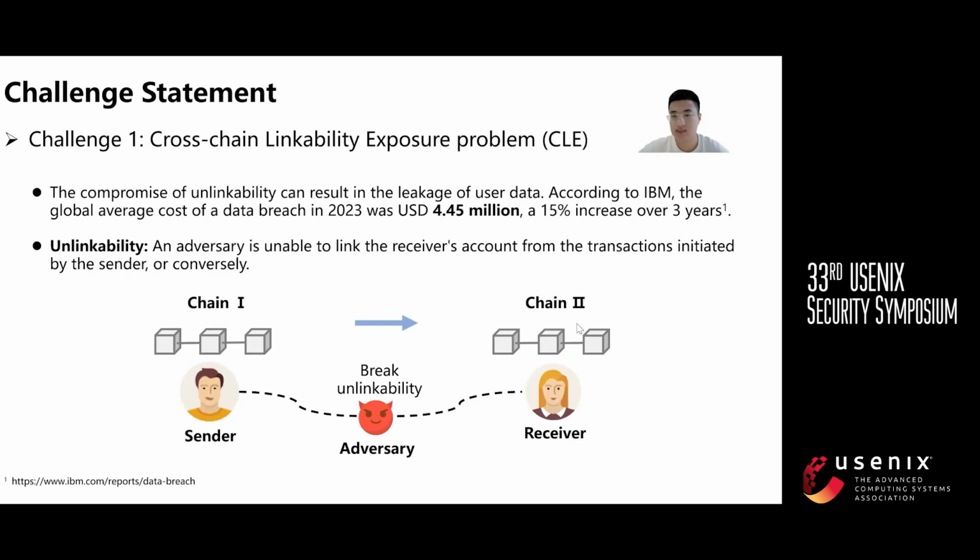Our work addressed three challenges that cross-chain protocols are facing right now. The first challenge is the cross-chain linkability exposure problem. Compromising on linkability can lead to user data leakage. According to IBM, the global average cost of a data breach in 2023 was $4.45 million. We define unlinkability as an adversary being unable to link the receiver's account from the transactions sent by the sender, and vice versa.